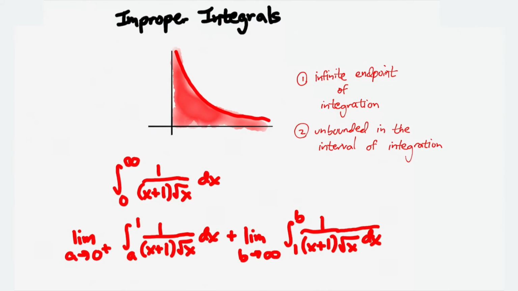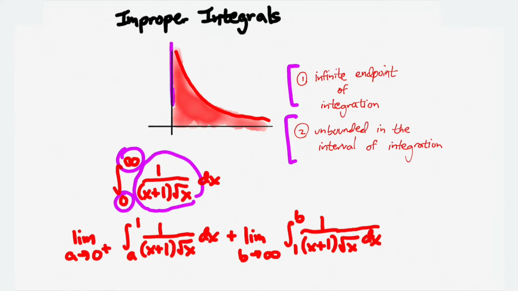And the last example actually includes both the infinite endpoint of integration and an unbounded interval of integration. So that means we're going from 0 to infinity. If you plug in 0 here, you're going to end up dividing by 0. You can see this vertical asymptote right here at 0. And then there's a horizontal asymptote since we're going to infinity right here. If you do the limit of this integrand, you can see that it goes to 0.